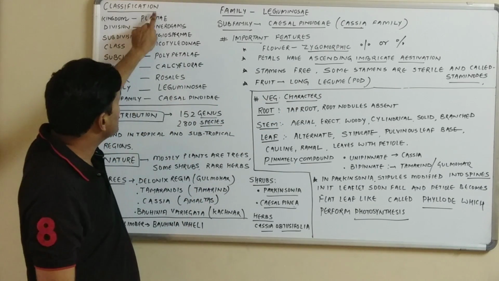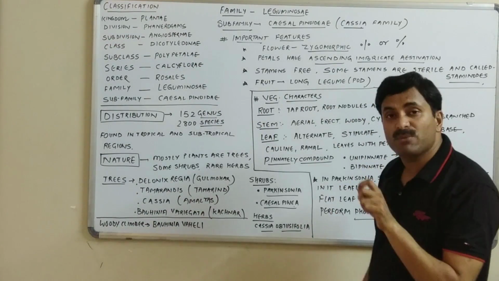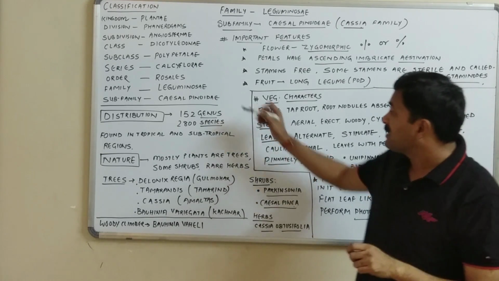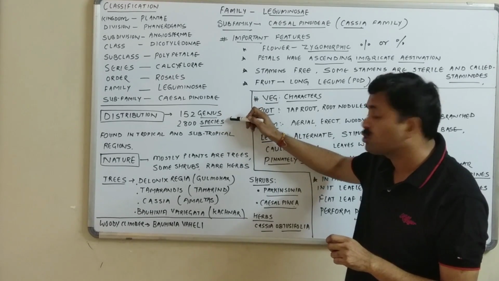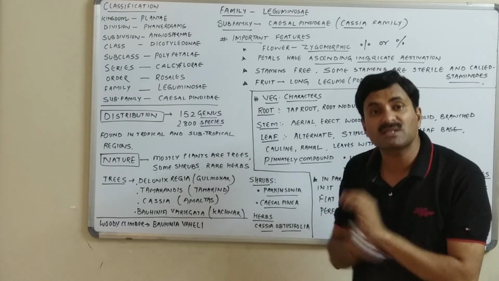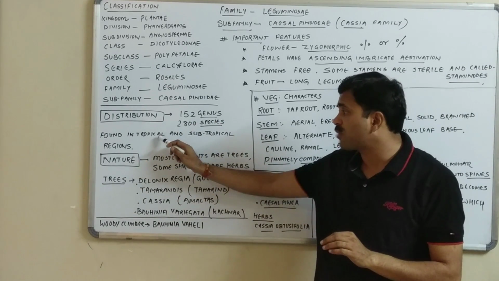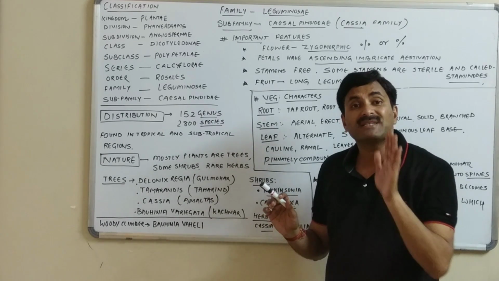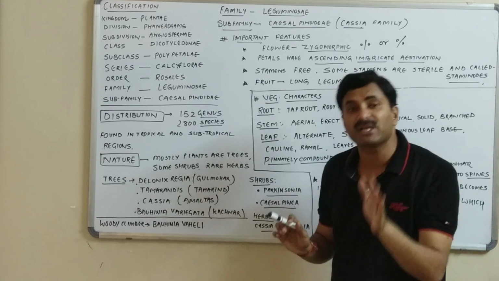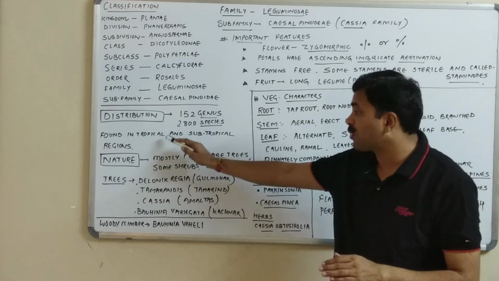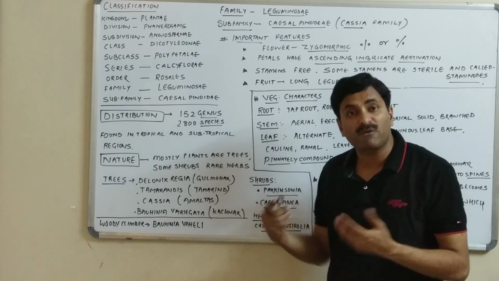Now this was the classification, then the important features. Then we come to the distribution of this family. There are a total of 152 genera and 2800 species in this subfamily Caesalpinoidae. Basically the plants are found in tropical and subtropical regions. These are the warm regions. So the plants of this family are generally found in the warm regions, that is, the tropical and subtropical regions.